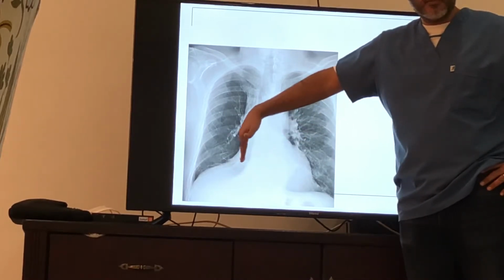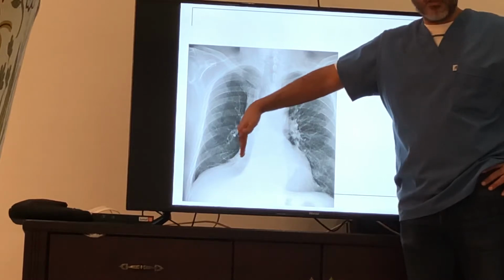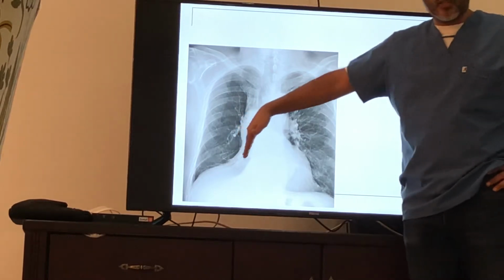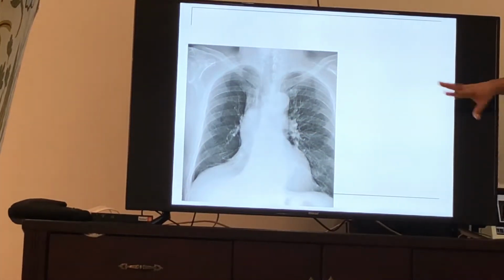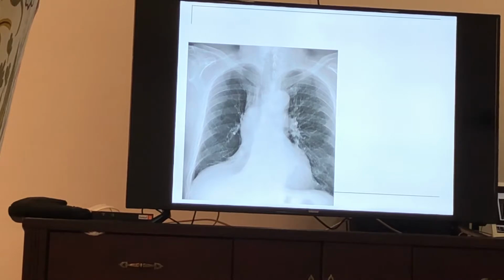What's this lobe? Right middle. This is the right middle lobe. This is what right middle collapse looks like. This is the actual sign. Trachea, there's a little shift. So what would you say? If you want to think about what's going on, what would you say?